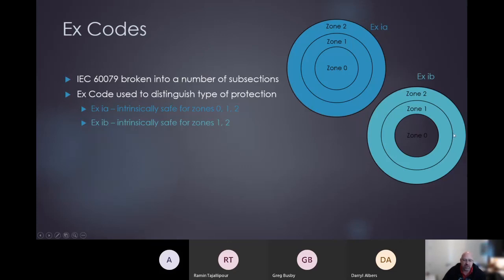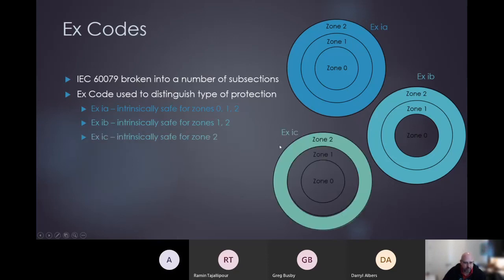Now, there are some ways that you can connect a zone 1 or zone 2 piece of equipment to something in zone 0, and we'll get into that in a minute. And then, of course, EXIC is intrinsically safe for zone 2. One other thing you're going to see is EXD, which is flame proof. So like I showed you with that explosion proof, or it's called flame proof in the zone standard, you can't put an explosion proof device in a zone 0 location typically. It's considered zone 1.